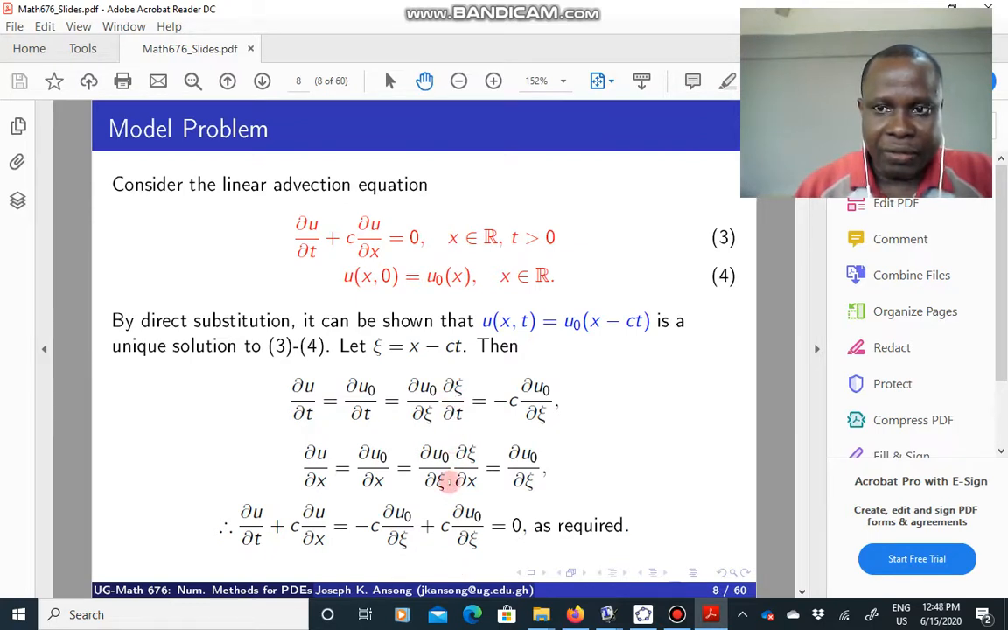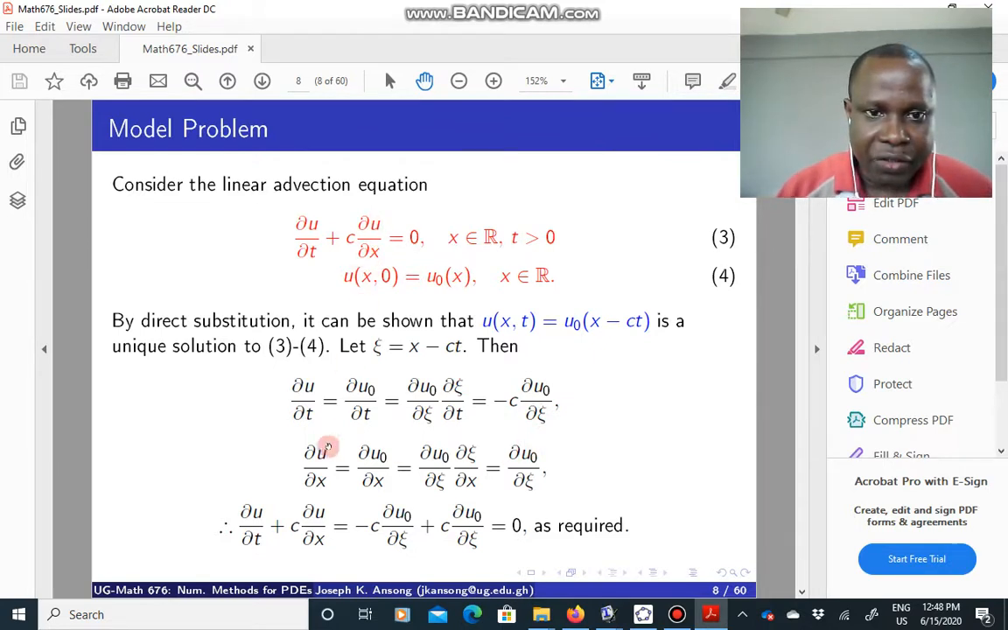It's easy to check it. So you can basically let xi be equal to x minus ct. So you have u naught at xi. So you can find du dt and find du dx and see whether when you sum these terms it goes to 0. So du dt would be du naught dxi, dxi dt, but dxi dt is negative c, so that gives you this: minus c du naught dxi.